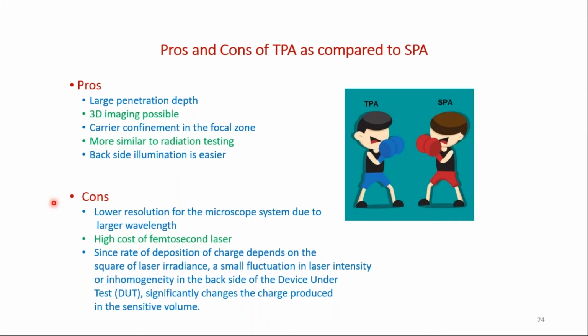And you also need additional components for the laser, such as basically a parametric oscillator that you need to put there. That adds to the cost of the femtosecond laser. And because the rate of deposition is proportional to the square of the intensity, you need to make sure that the backside of your device is very homogeneous. You need to polish it very well, because otherwise the amount of charges produced will be affected in the sensitive volume. So you also have to make sure that your laser is very stable in its intensity, so it doesn't fluctuate, or these nonlinear effects will generate different amounts of charges.